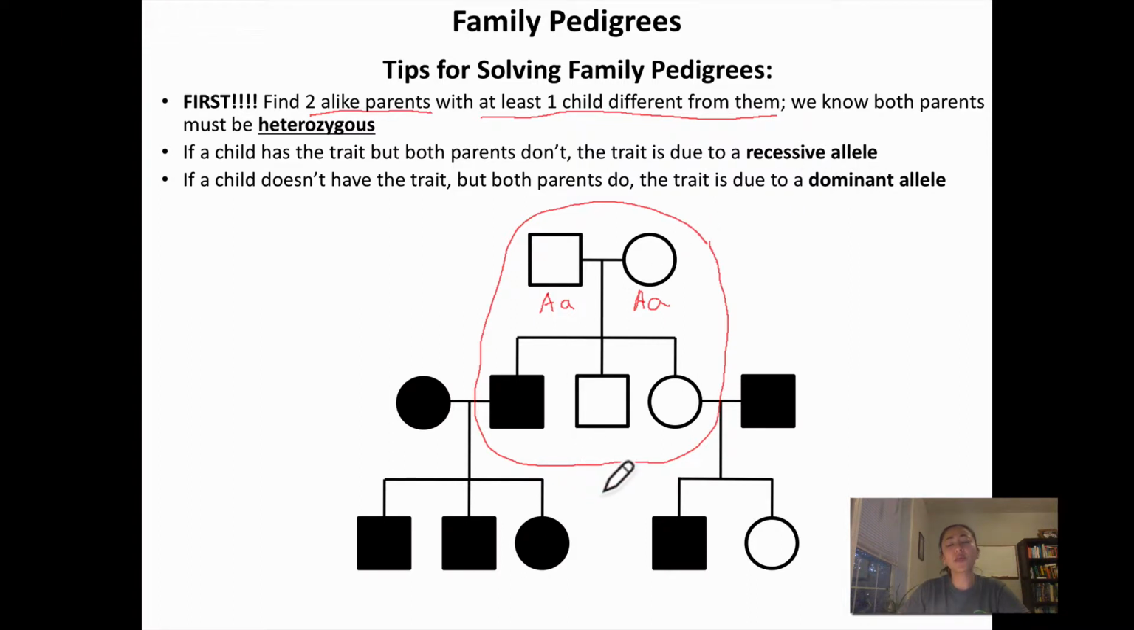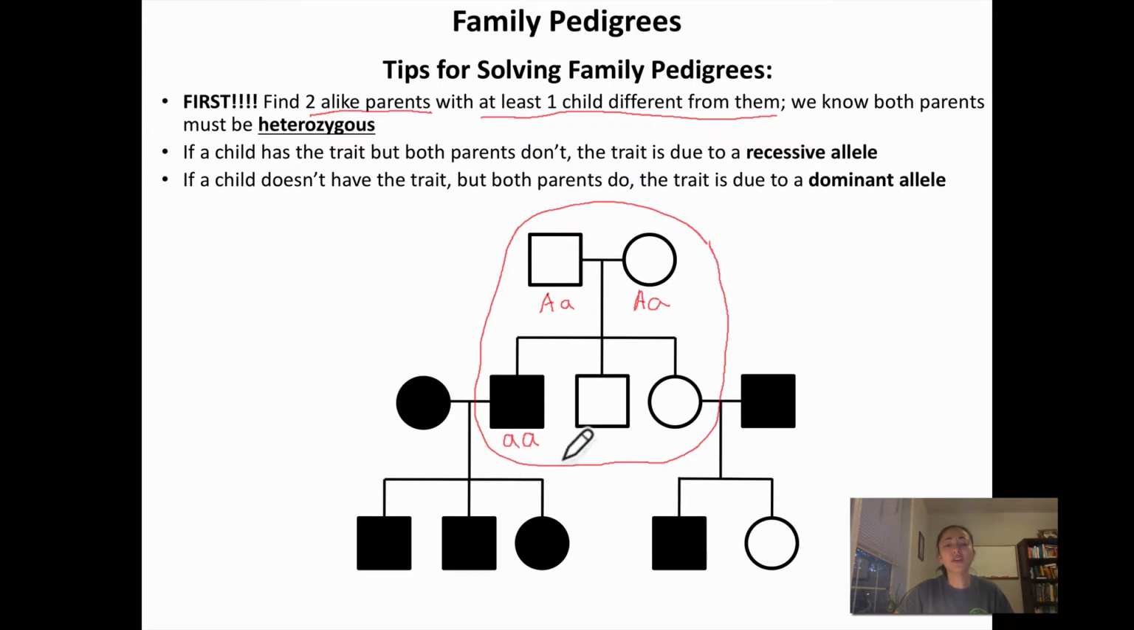So in the example that we have here, we can see that the child has the trait, but both parents don't. So what that means is that this trait was hidden in the parents' generation. And the only way that a trait can be hidden in both of the parents and then a child get it is for that trait to be caused by a recessive allele. And so that means that this child here got both recessive alleles. It got one from each parent.